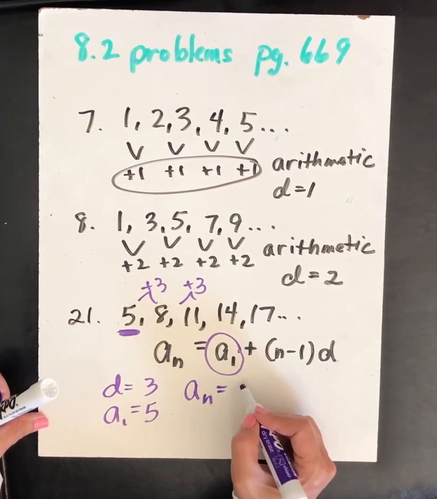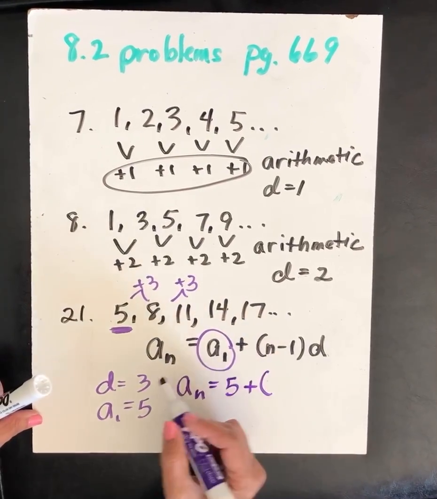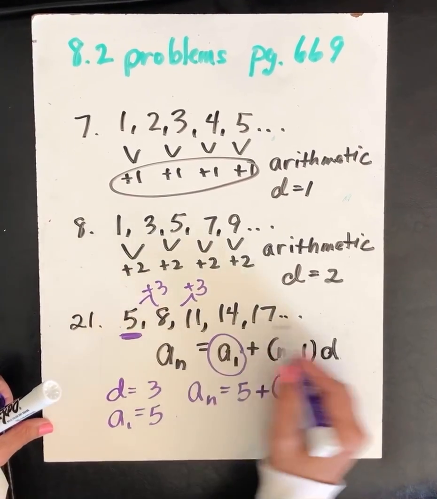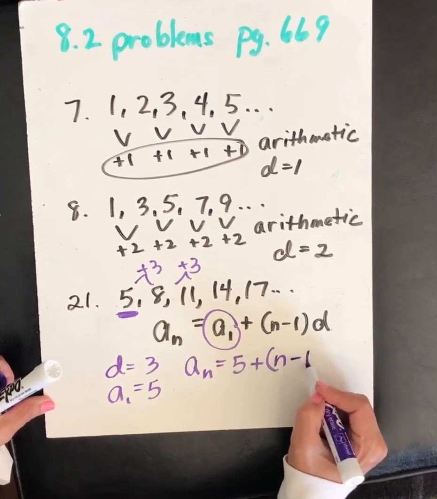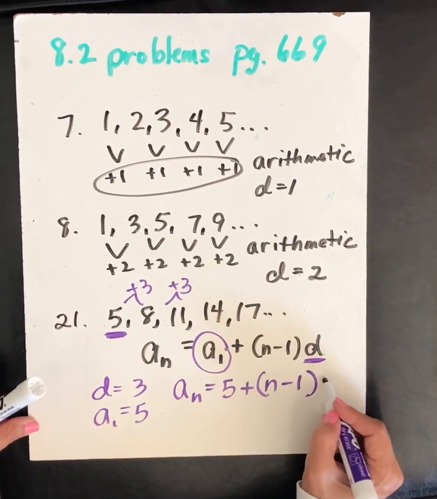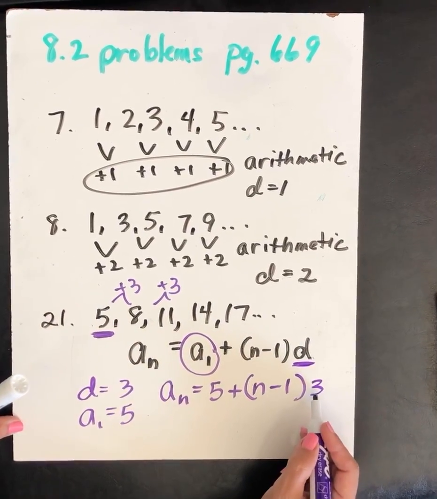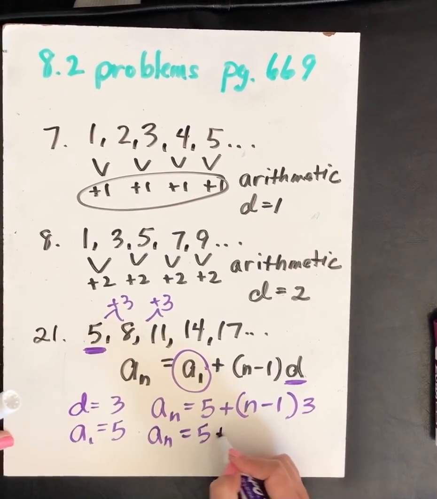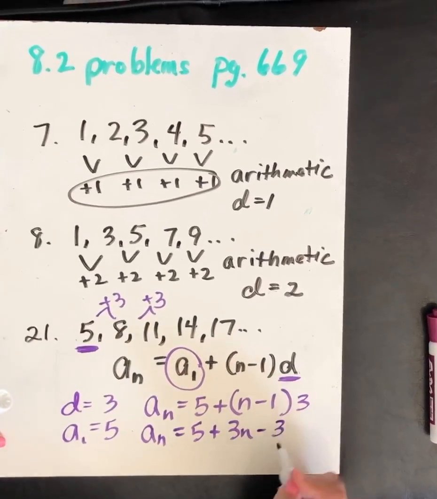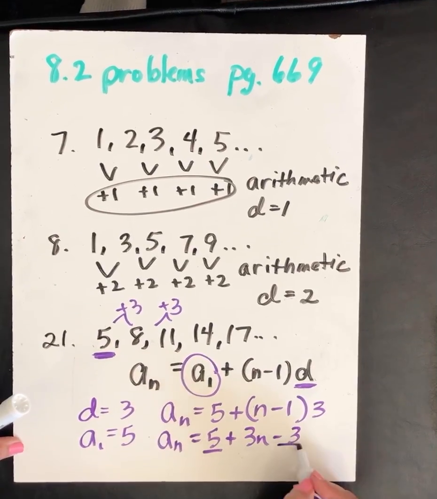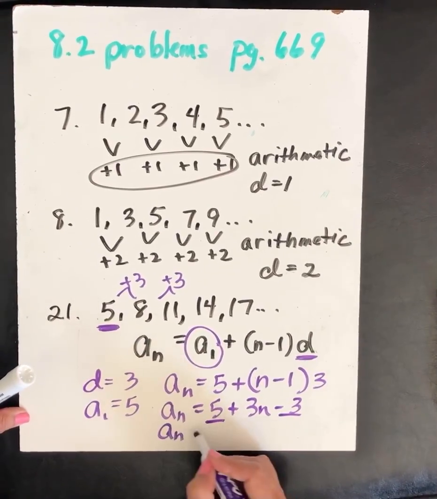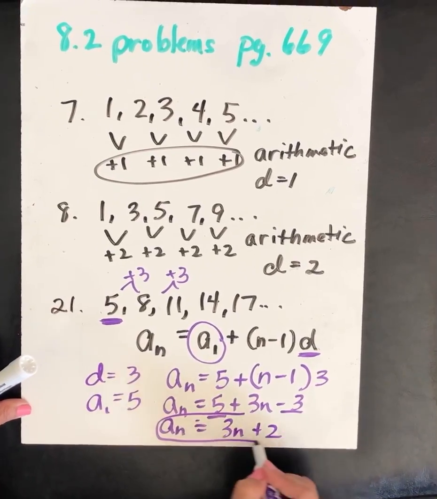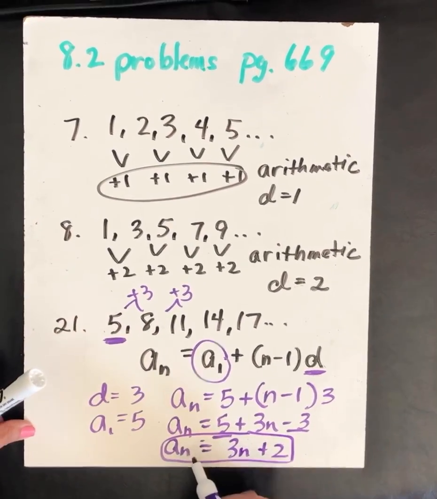So the nth term can be found. So a subscript 1 is 5 plus n is what we don't know. We don't know how many terms there are going to be. So n minus 1 times d, which is 3. So then we're going to simplify. So distribute the 3. So we have a subscript n equals 5 plus 3n minus 3. Combine like terms. 5 minus 3 is 2. So it would be 3n plus 2. So that would be the way to find any term, or the nth term.